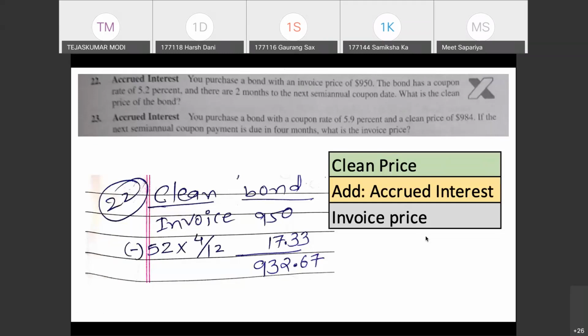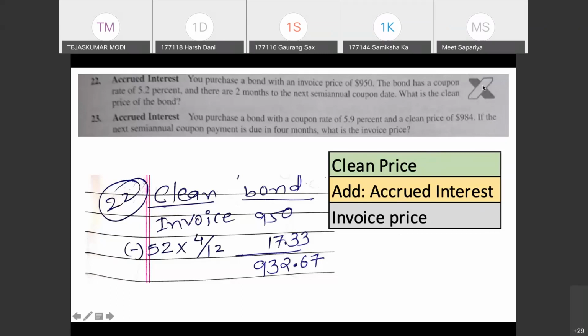So let me recollect what we are discussing while they are joining. This is the concept of clean price and invoice price. Generally, when dealers are quoting the price, they add accrued interest till the time they are selling the bonds, and that is called invoice price. The clean price is the price we calculate using the present value of all the expected cash flows, plus the interest accrued, that is invoice price.